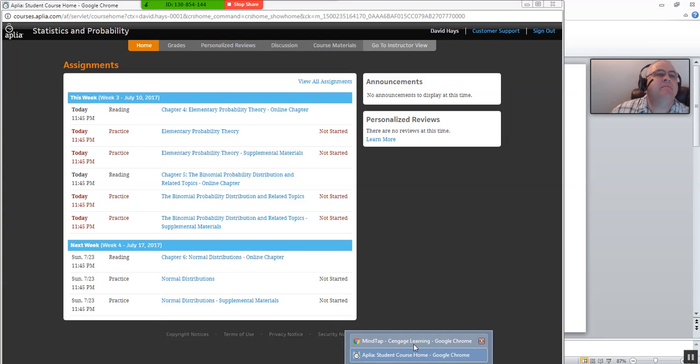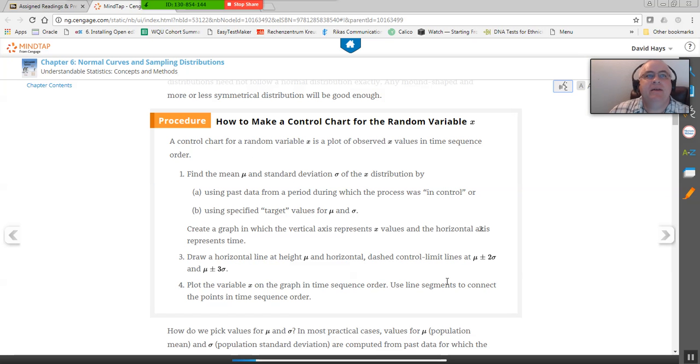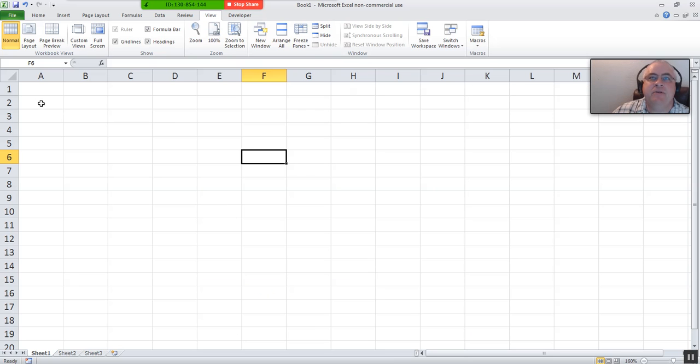And let me get it up here. This talks about how to make a control chart for the random variable x. Find a mean, standard deviation, tells you a little bit about that. Create a graph, draw horizontal lines, so forth. Okay. We're going to take a look at how to do it in Excel.